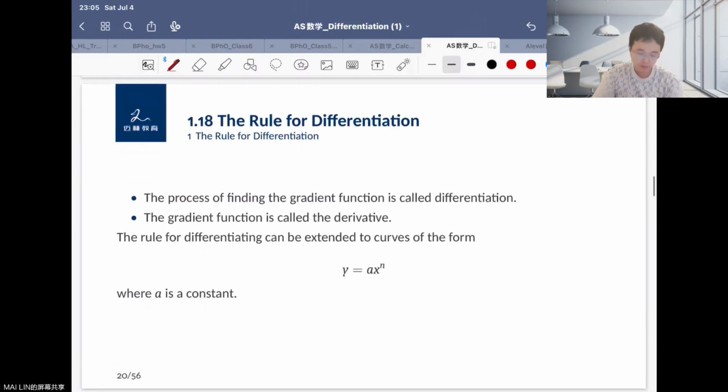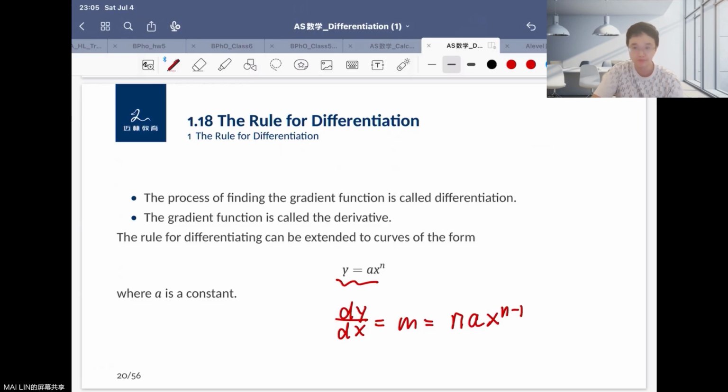Also remember that for y equals a times x to the power of n, you can consider dy over dx, or the gradient m, equals n a x to the power of n minus 1, where a is a constant. So the next time you face a problem, you can just use the rule to help you find the gradient, and it's very easy to find.